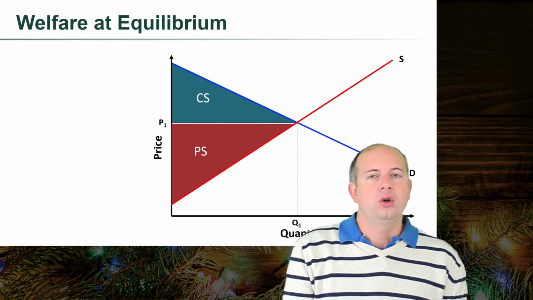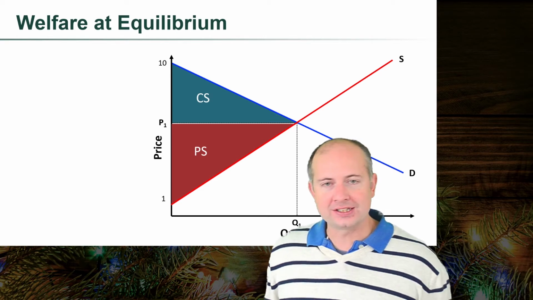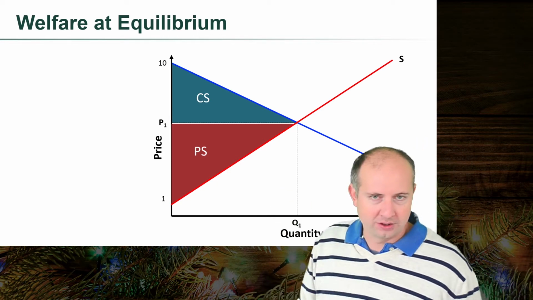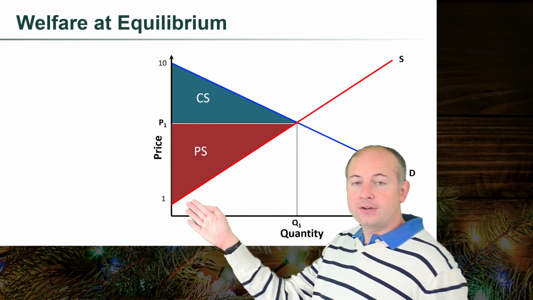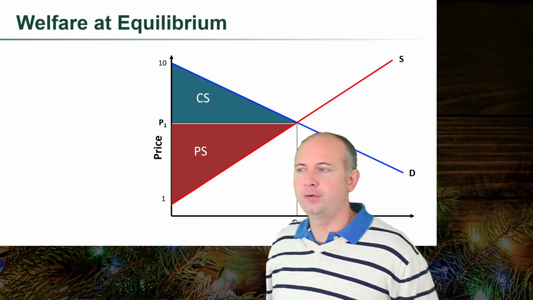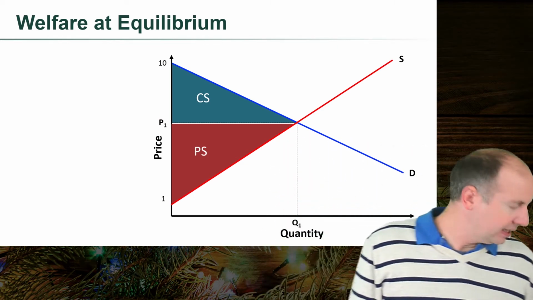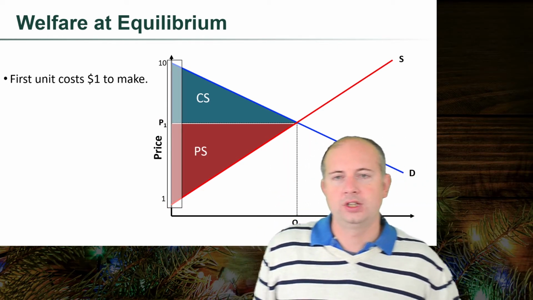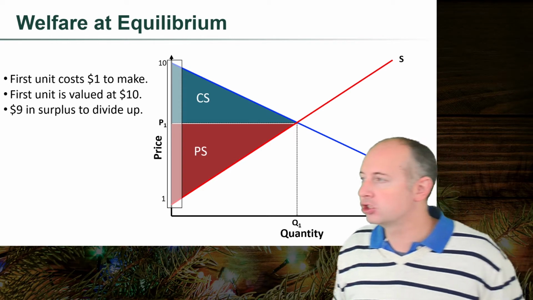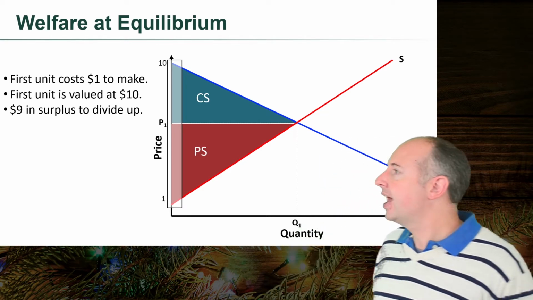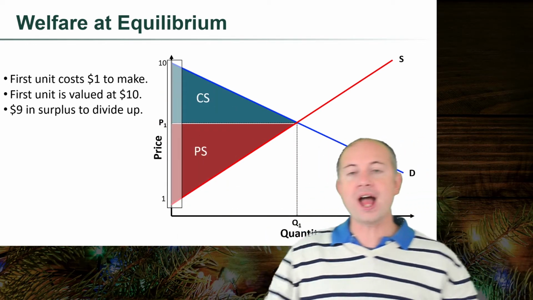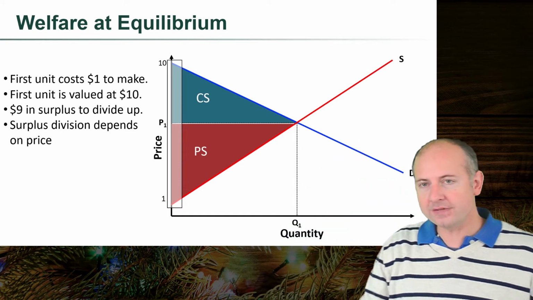Okay. Let's think about the cause of this. How do we get this total surplus? Well, let's think about the first bite of ice cream, or the first beet. For the first beet, Dwight would be willing to sell for $1. Someone is willing to pay $10 for it. So what that means is, if the first unit costs $1 to make, and it's valued at $10, we have $9 in surplus to divide up. Because as long as that beet gets made by Dwight and purchased by this person, overall we are $9 better off. How we divide it depends on price.